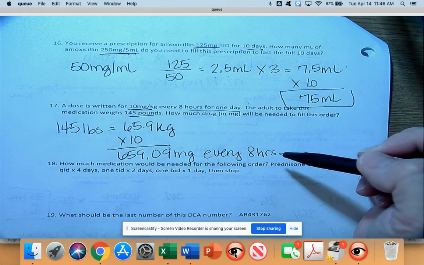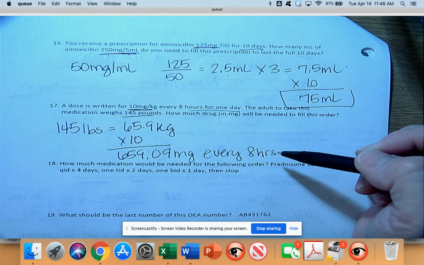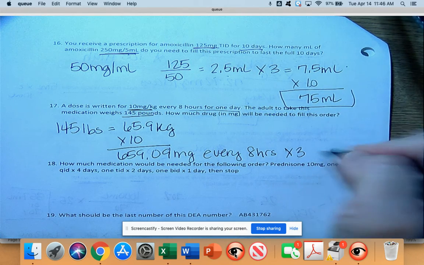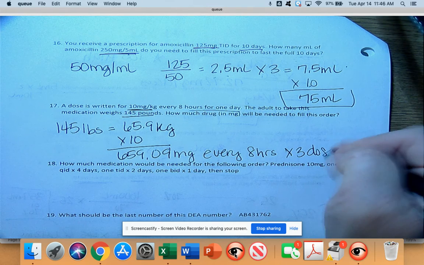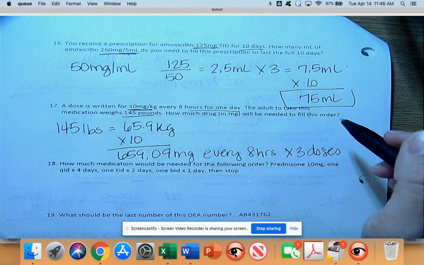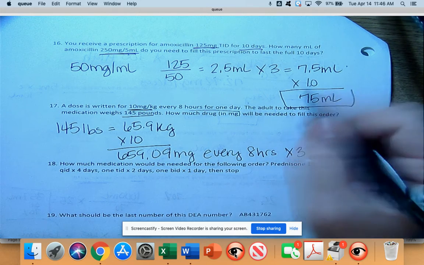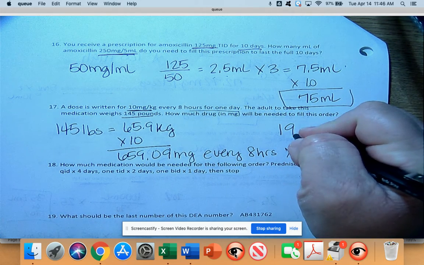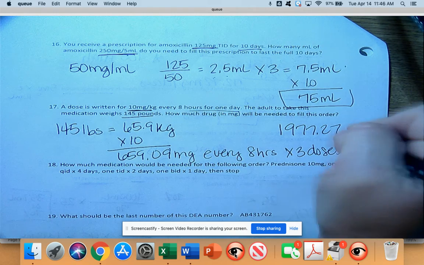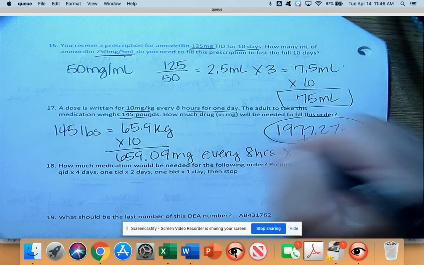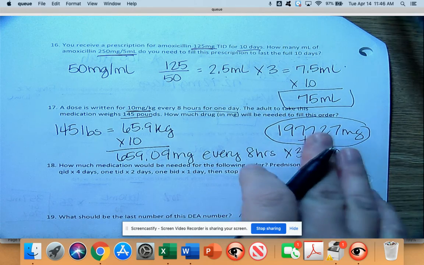So how many 8 hours are there in 24? Well, 8 times 3 is 24. So they're going to take 3 doses in 24 hours. So I'm going to multiply that times 3. And when I take 659.09 times 3, I get a number like 1,977.27 milligrams. And that's total for that 24-hour period. So that would be number 17.